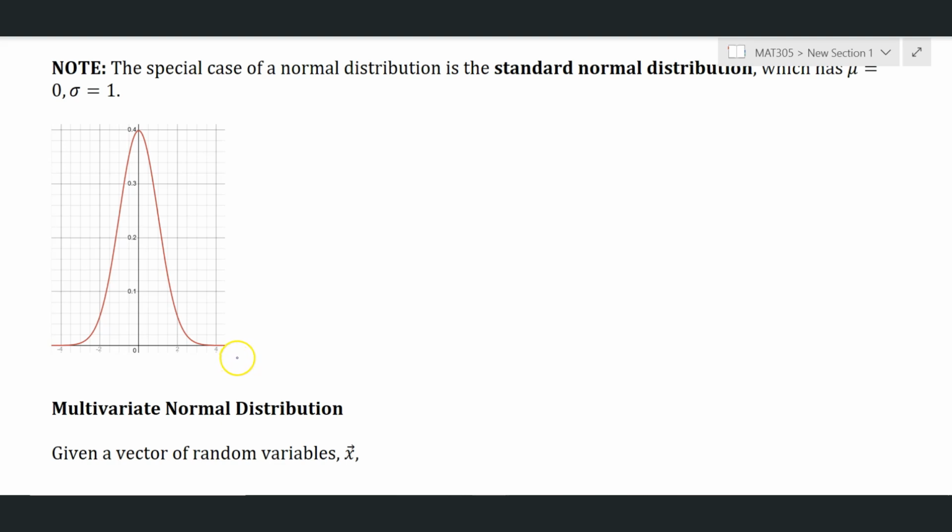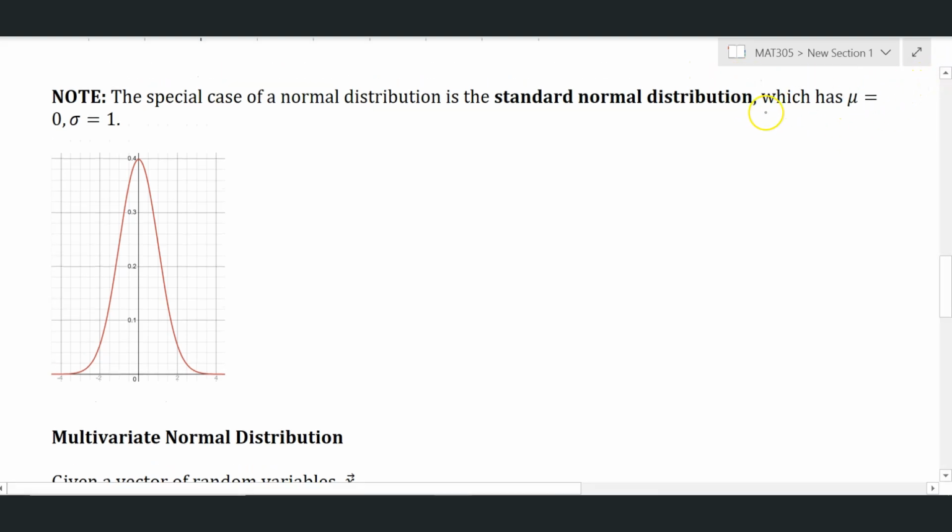In this video, we're primarily going to focus on the multivariate normal distribution, but before we do that, one special case of the normal distribution, or as we call it, the Gaussian distribution, or the bell curve, is what we call the standard normal distribution. And standardization is a mathematical process. In statistics, the standardized version of the normal distribution is where you have a mean of 0 and a standard deviation of 1. And here's what that looks like.